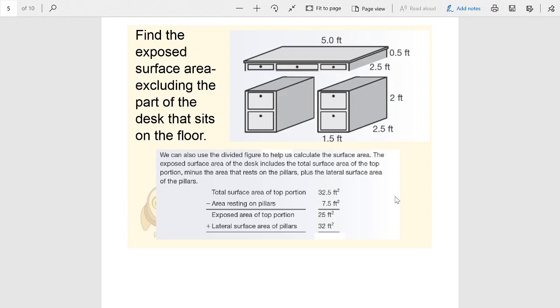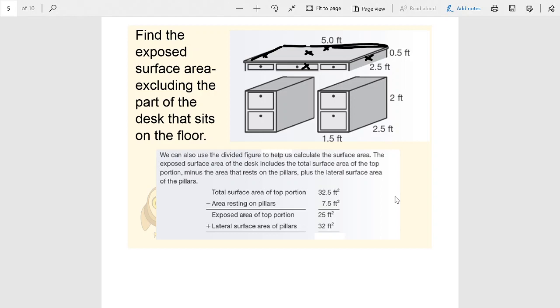What we're trying to imagine here is if we have this original desk and I wanted to paint it, what would be the surface area that I would be painting? Well, if you think about this top portion of the desk where you would actually do your work, I am painting the top. I would be painting each of the sides, 1, 2, 3, and 4 sides.